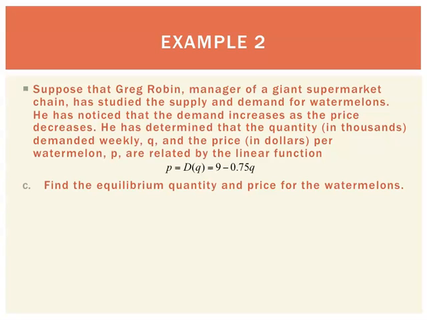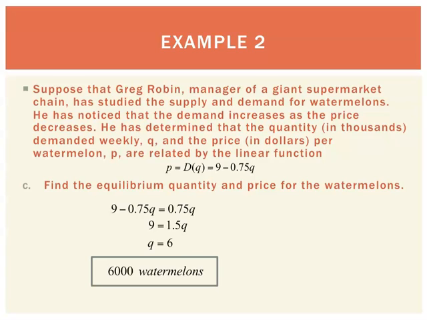So we'll take 9 minus 0.75Q and set it equal to 0.75Q. We'll solve for Q here, and we get Q is equal to 6. Remember, that's equal to 6,000 watermelons. Now that is the equilibrium quantity, but we still want to find the equilibrium price.